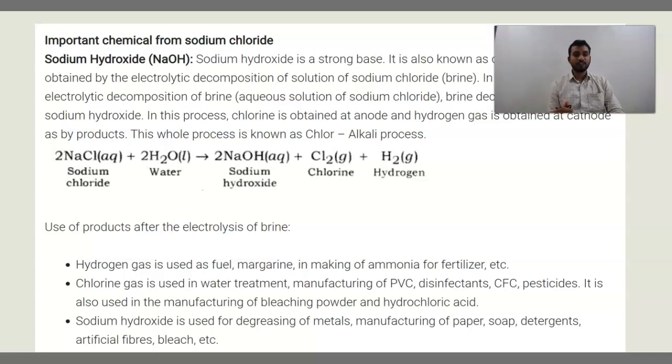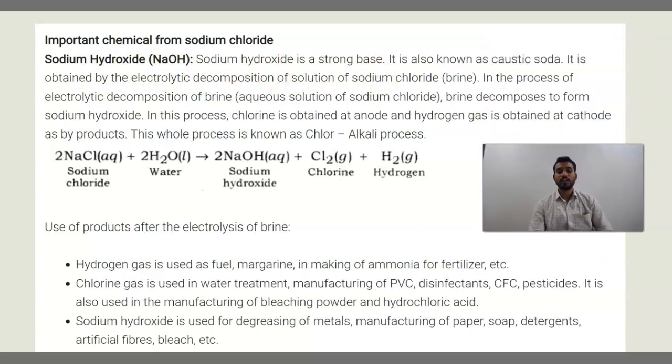Now we have classified some other chemicals obtained from sodium chloride, such as sodium hydroxide, NaOH. Sodium hydroxide is a strong base. I told you hydrochloric acid is a strong acid. Sodium hydroxide is a strong base. It is also known as caustic soda. Remember this. Other names, molecular formulas and uses are very important.